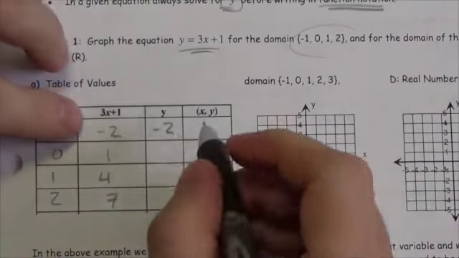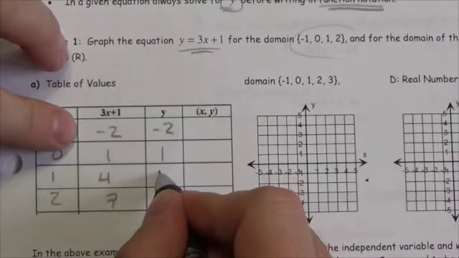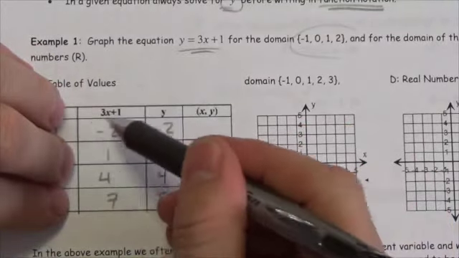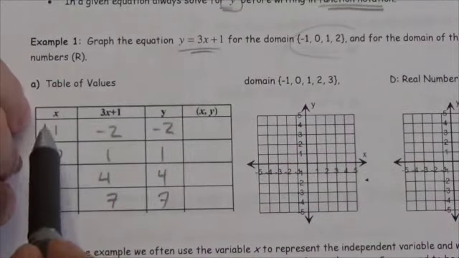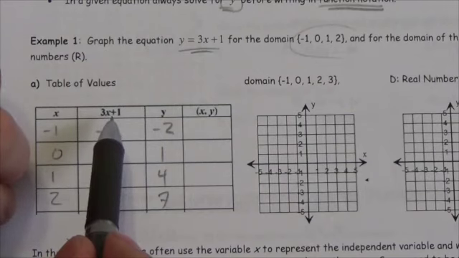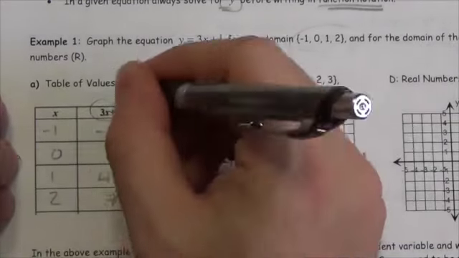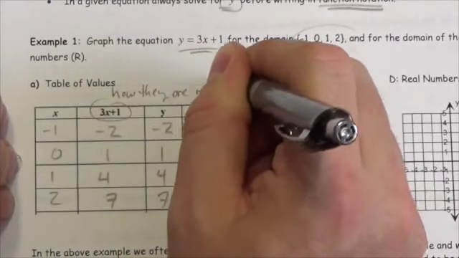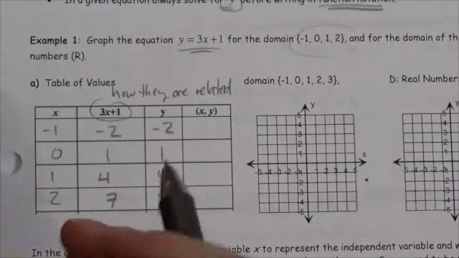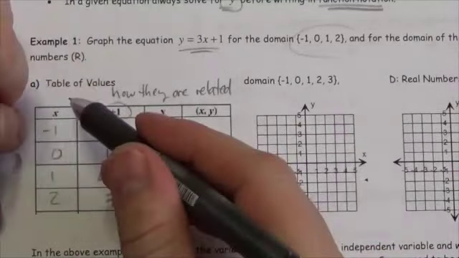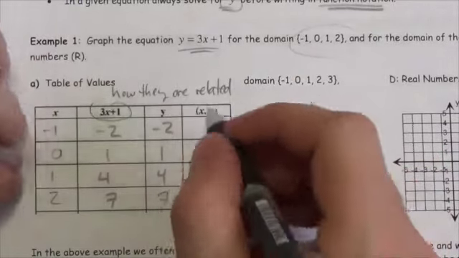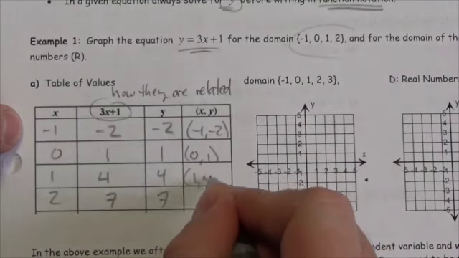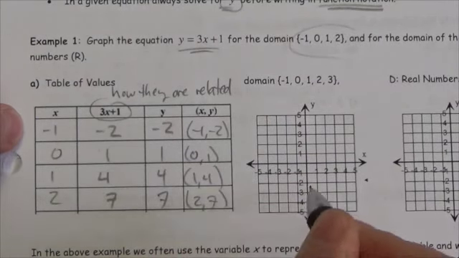If I just say y, I'll get -2, 1, 4, 7. But this doesn't really give me an indication of how they're related. This is exactly how they're related: I take the independent variable, multiply by 3, and add 1. This idea of how they are related is really important for us to move forward in mathematics. Just listing a bunch of numbers and saying, here's our point, is good insofar as it goes, but it doesn't get us very far.